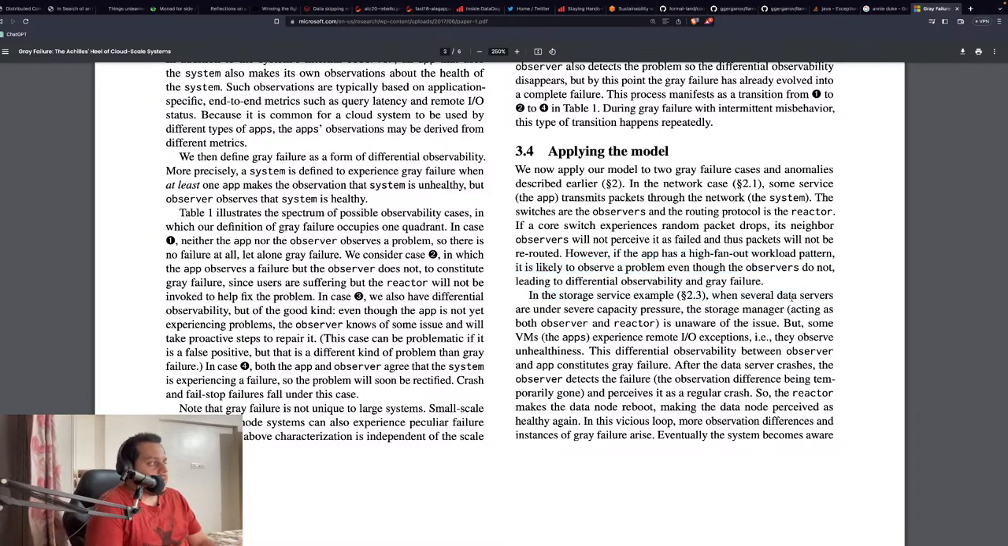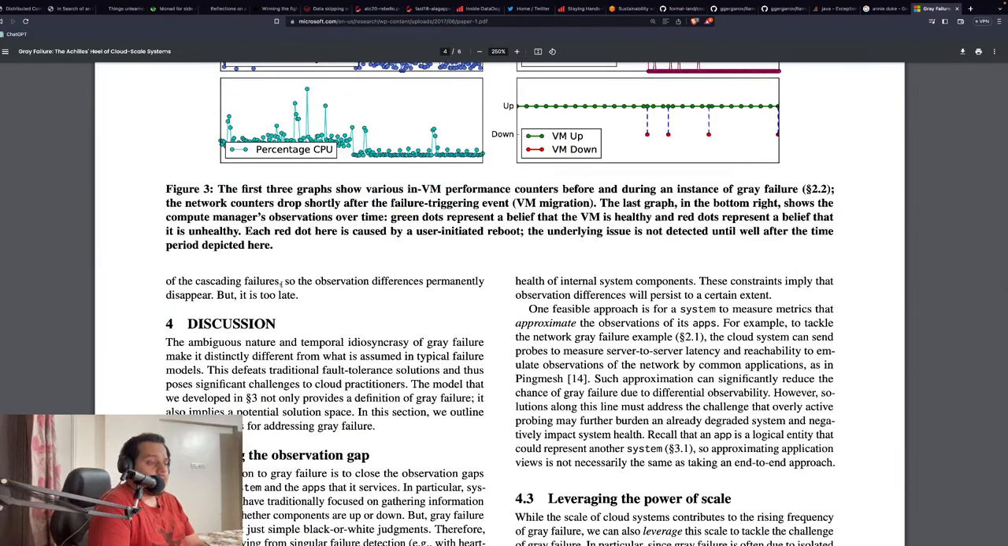In storage services, for example, when several data servers are under severe capacity pressure, the store manager, acting as both observer and reactor, is unaware of the issue. But some VMs may experience remote I/O exceptions. They observe unhealthiness. This differential observability between the observer and the app constitutes gray failure. After the data server crashes, the observer detects the failure and perceives it as a regular crash. So the reactor makes the data node reboot, making the data node perceived as healthy again. In this vicious loop, more observation differences and instances of gray failure arise. Eventually, the system becomes aware of the cascading failure. So the observation difference permanently disappears, but it is too late.